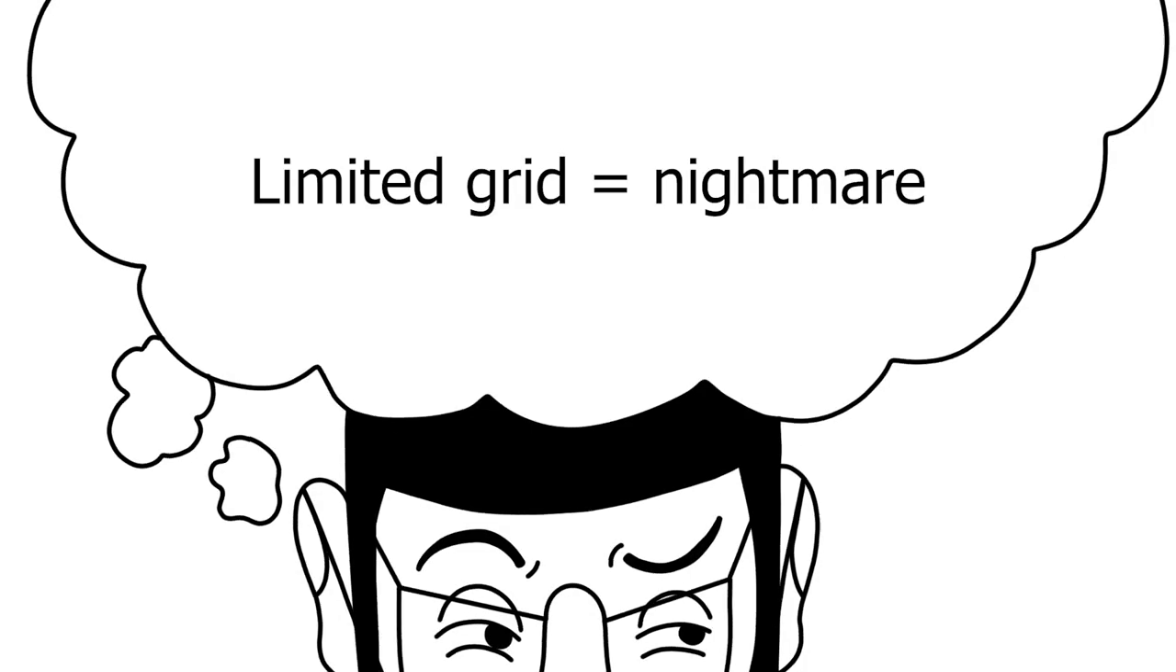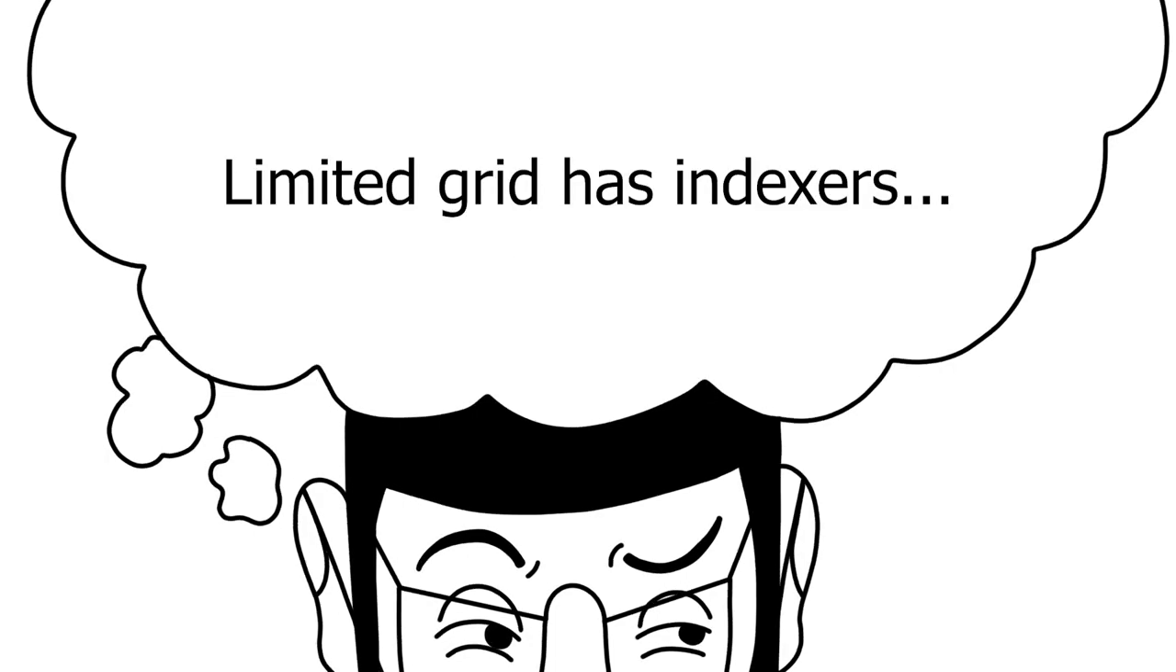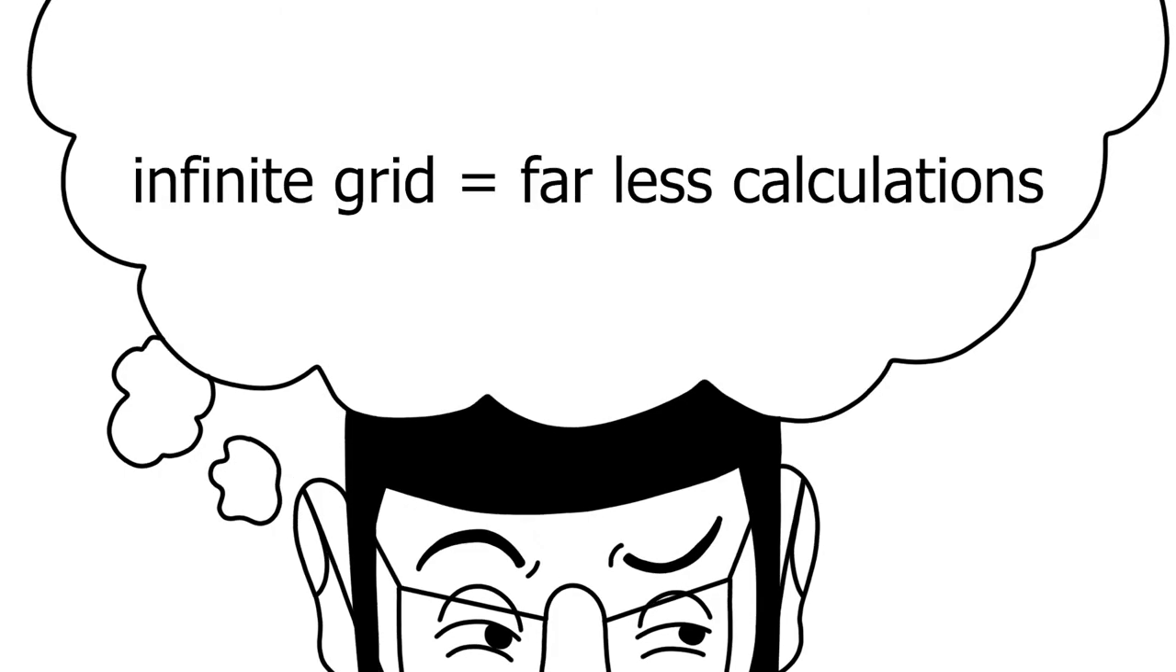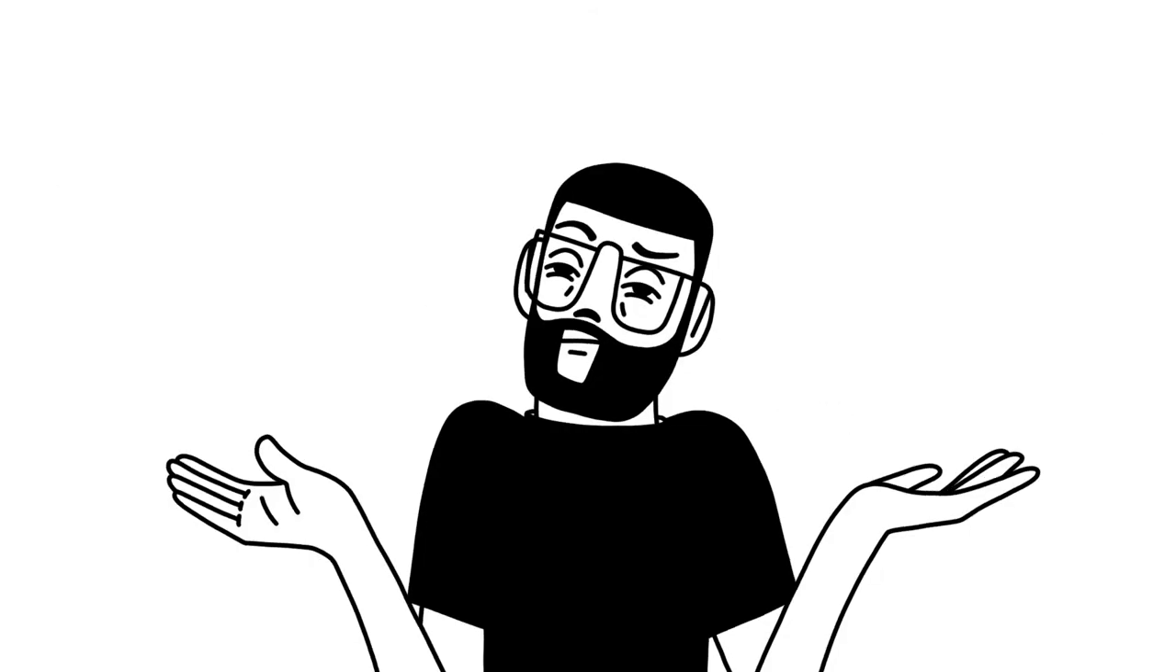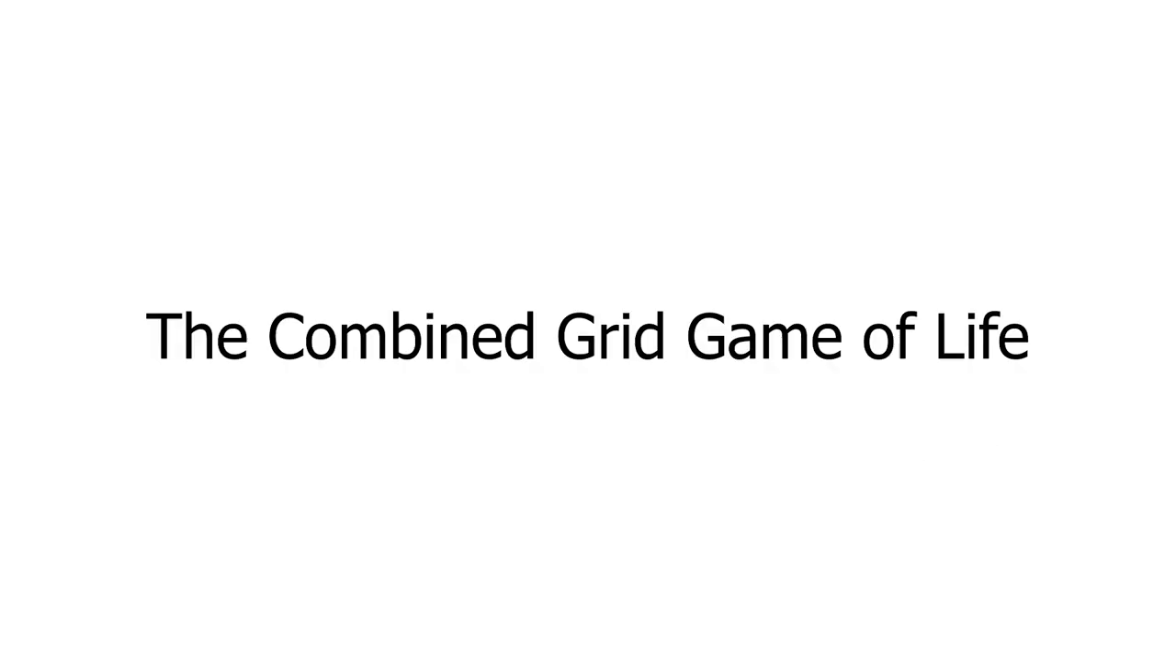So after a few days of thinking and refreshing the mind, I had a thought. The limited grid is a computational nightmare because of how many calculations you need to make, but the upside is that you can use indexers. The infinite grid solves the computational problem by only calculating based on the alive cells, but sacrifices the ability to use indexers. So, what if I combine the two? I called this the combined grid game of life.